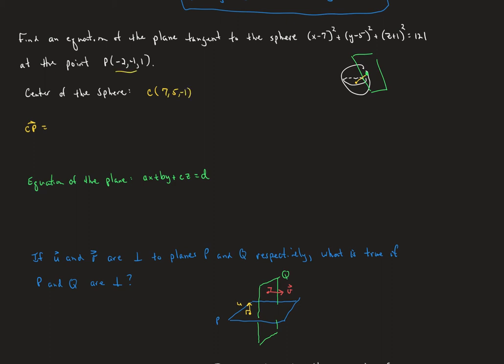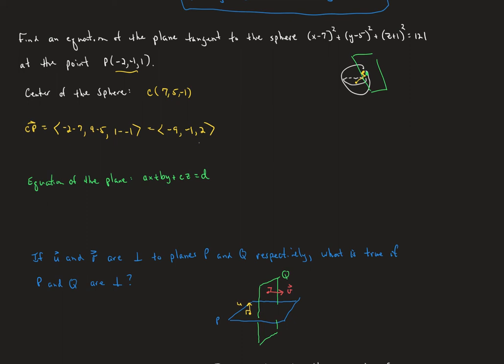So since we're given the point P here, our vector CP is going to be tip minus tail, so negative 2 minus 7, 4 minus the 5, and 1 minus the negative 1. So that is going to be the vector negative 9, negative 1, 2. That's a 4 minus 5 is negative 1. Can't read my own writing. And then a 2. So there is our radius, our vector CP.